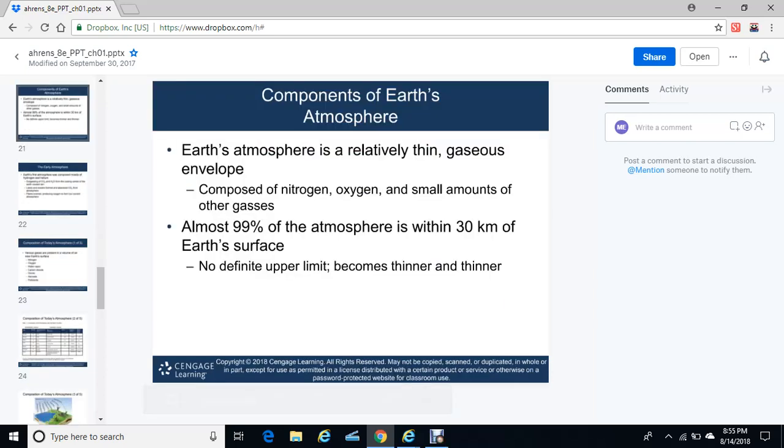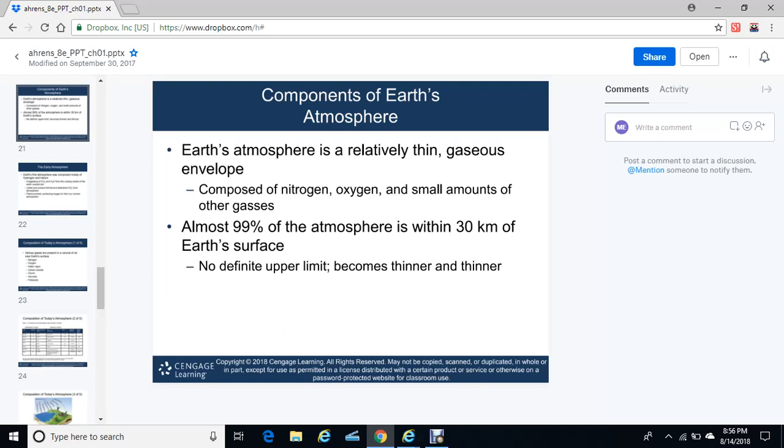All right, so now let's talk about the different constituents of the Earth's atmosphere. Generally, the Earth's atmosphere is a relatively thin gaseous envelope, and it's composed of mainly nitrogen at 78% and oxygen at 21%. There are smaller trace amounts of other gases as well, such as methane, carbon dioxide, argon, neon, krypton. Krypton not enough to kill Superman at all.